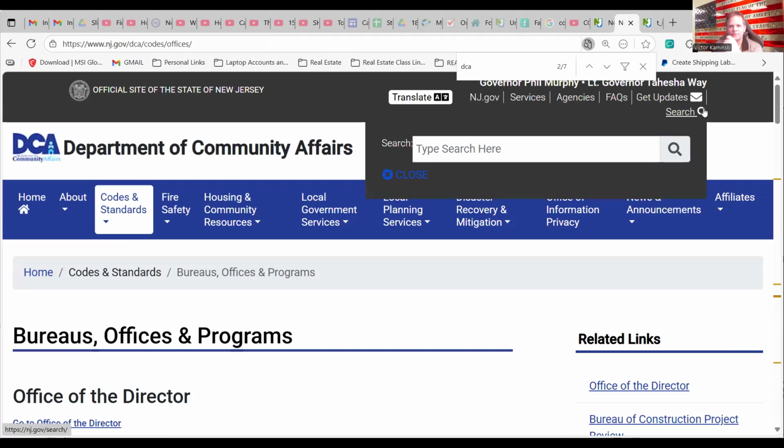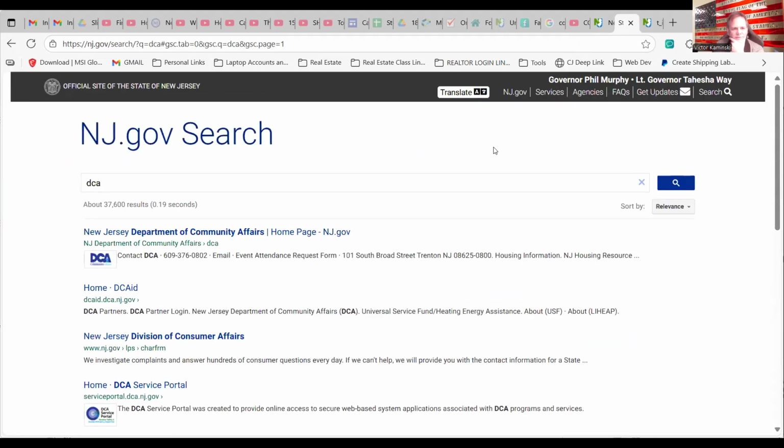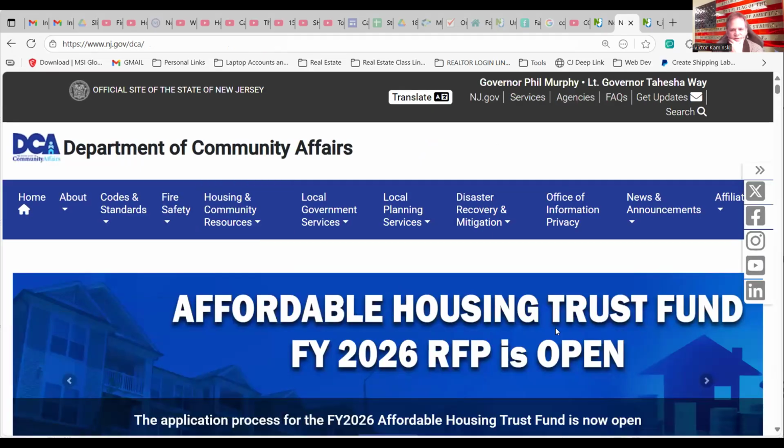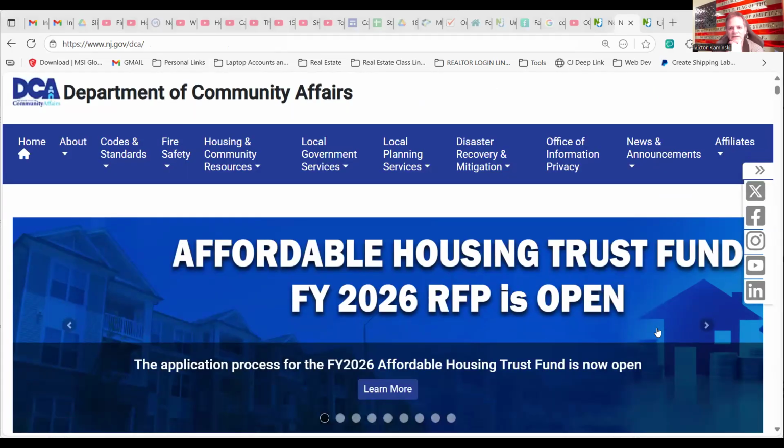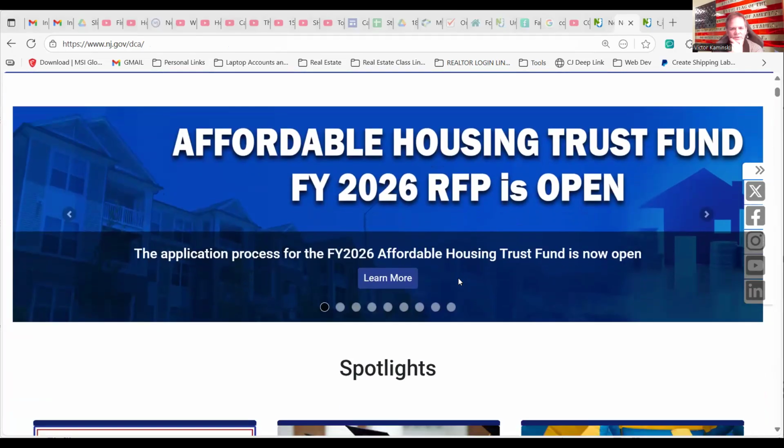Let me search here for DCA. I'm sending it to everyone. I got it. It's just nj.gov/DCA, and they shortened it.